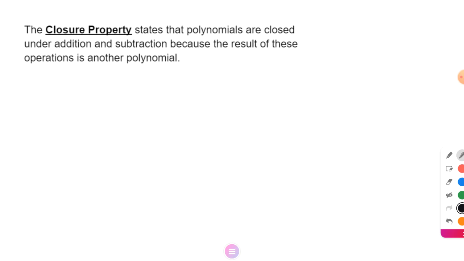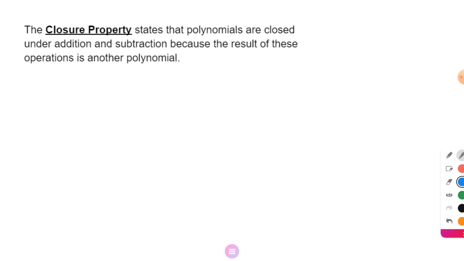All right, now we're going to throw a term at you that you intuitively already know, but we've got to give it a name. So the closure property states that polynomials are closed under addition and subtraction, and we'll actually add one more operation as we move through this unit, because the result of these operations is always another polynomial.